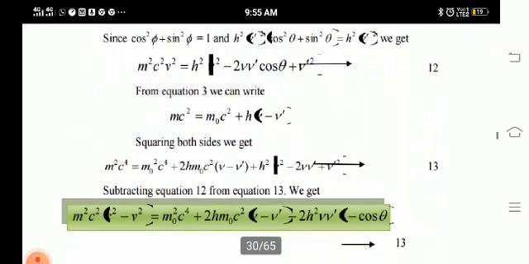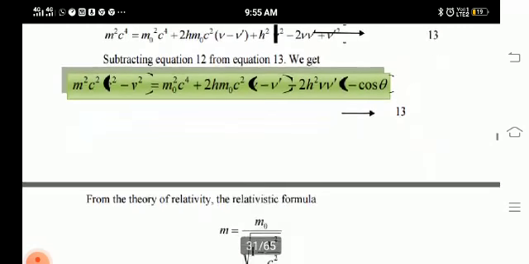So subtracting equation number 12 from equation number 13, that is energy minus momentum, we get m squared c squared into c squared minus v squared is equal to m naught squared c to the power 4 plus 2h m naught c squared nu minus nu dash minus 2h squared nu nu dash 1 minus cos theta.